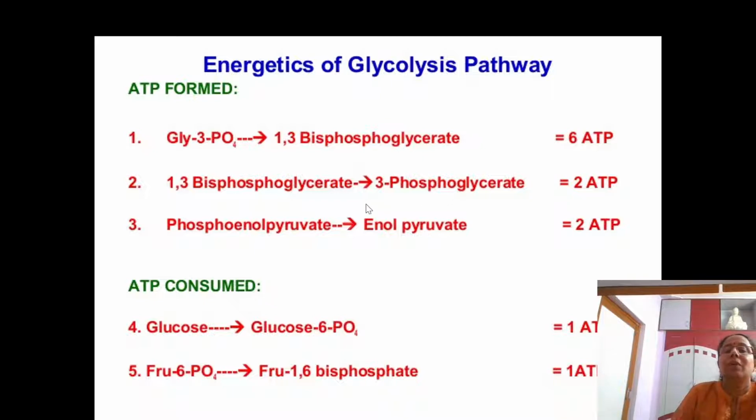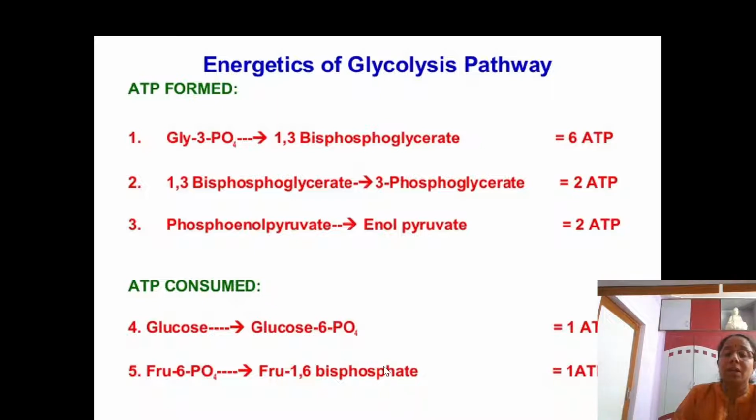See, ATP is formed in which steps? Glyceraldehyde 3-phosphate converting into 1,3-bisphosphoglycerate, there 6 ATPs are released. And 1,3-bisphosphoglycerate converted into 3-phosphoglycerate, 2 ATPs are released. And then phosphoenolpyruvate converted into enolpyruvate, 2 ATPs are released. Remember, the 6 are the ATPs that are obtained from NADH. Okay. So, totally 6 plus 2 plus 2, there are 10 ATPs generated from the payoff phase of glycolysis.